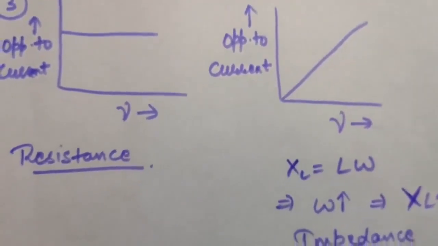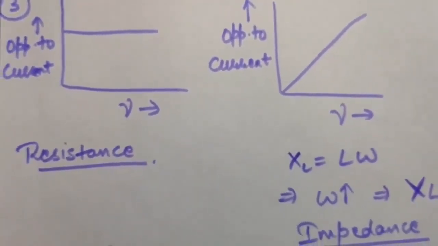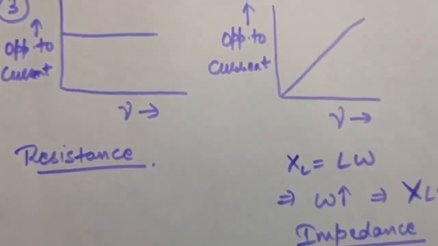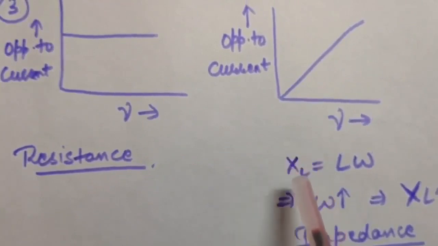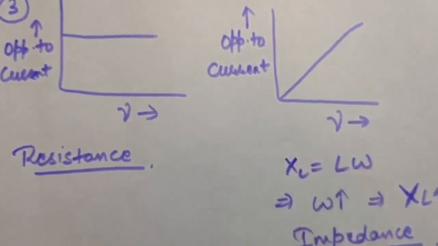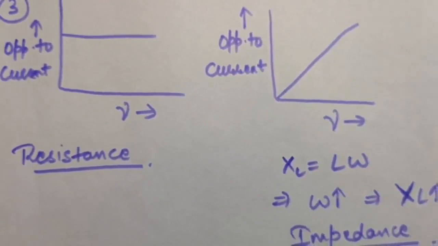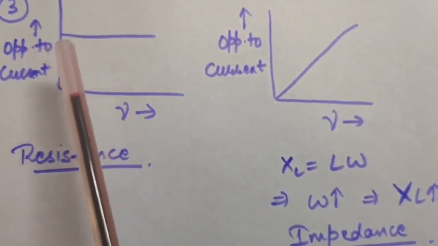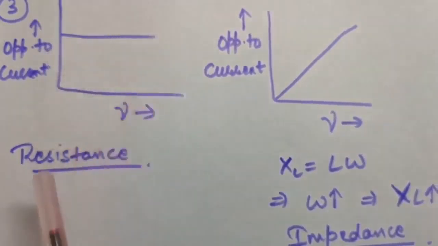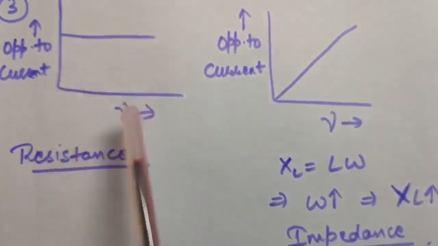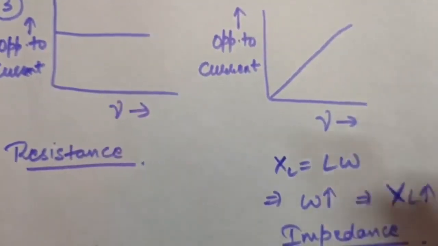So now we have three elements, that is resistance, inductance and capacitance. For an inductor the reactance XL is L omega, and for a capacitor XC is 1 by C omega. That means both XL and XC depend upon frequency. So the only circuit element which is independent of frequency is resistance. So for this graph, the circuit element will be resistance.